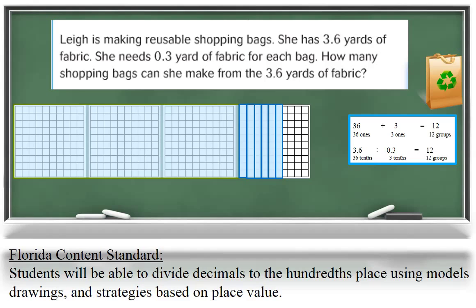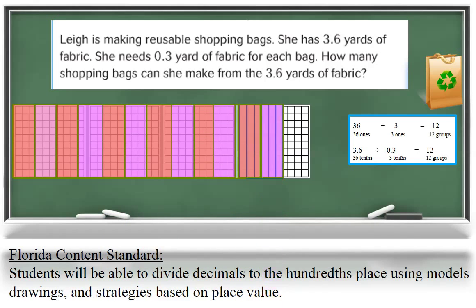I can then shade in groups that are a size of 3/10 of a whole to determine how many groups of 3/10, or how many bags, I can make out of the 3 wholes and 6/10. Once I come to the next group, I see I'm going to have to use 1/10 from my whole and 2/10 from the next whole, and then I continue along making my groups of 3/10. And I see that I get 12 equal groups of 3/10 out of 3 6/10 yards of fabric.